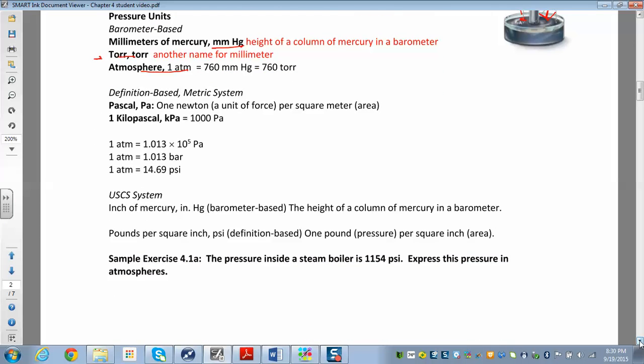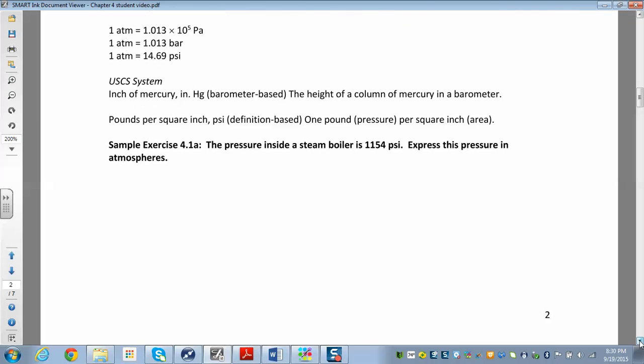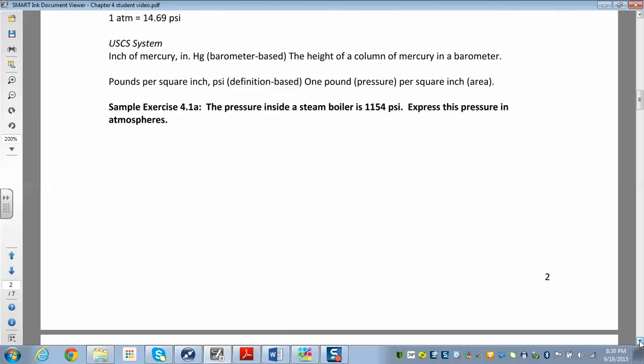So let's try one really quick conversion. Let's see if we can take the pressure inside a steam boiler, which is 1154 psi, and convert it to atmospheres. We'll see if we have a conversion factor. We definitely want psi on the bottom, pounds per square inch, and we're trying to go to atmospheres. There's our conversion factor, still on the screen.